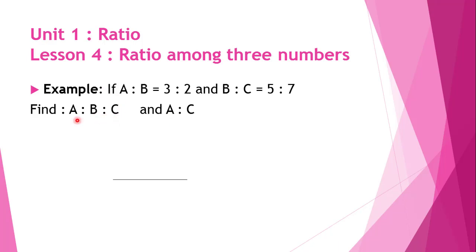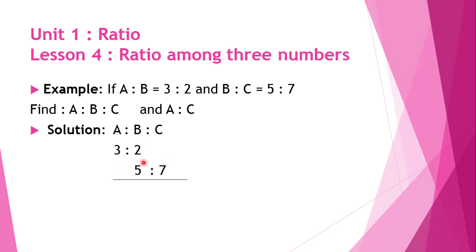A, B, C. I want to calculate A to B to C and A to C. B is repeated in the two ratios, so I put B in the middle. Then A to B 3 to 2, B to C 5 to 7. Here we have different numbers.